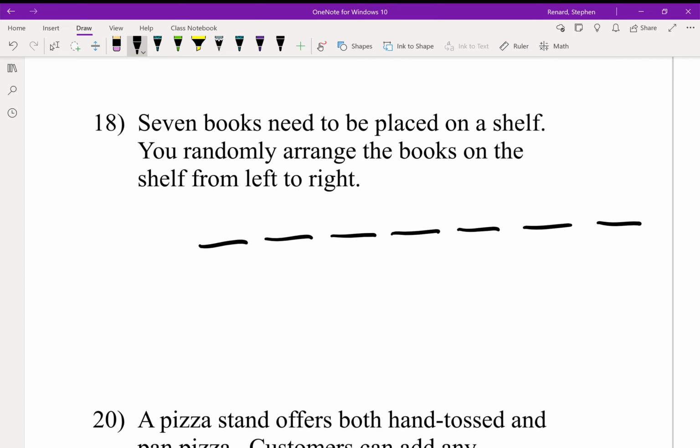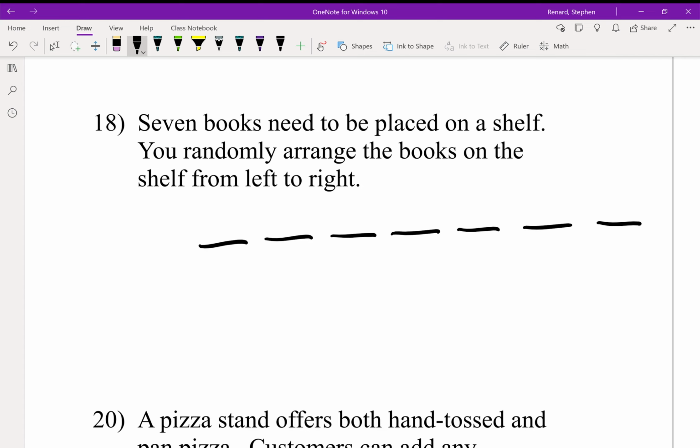So, if I'm placing the books on the shelf from left to right, I don't have 7 options each time. That might be the easy way to think about it. Well, I just go 7 times 7 times 7 times 7 times 7 times 7 times 7 times 7. I don't even know if that was 7, but you get the idea. 7 to the 7th power.